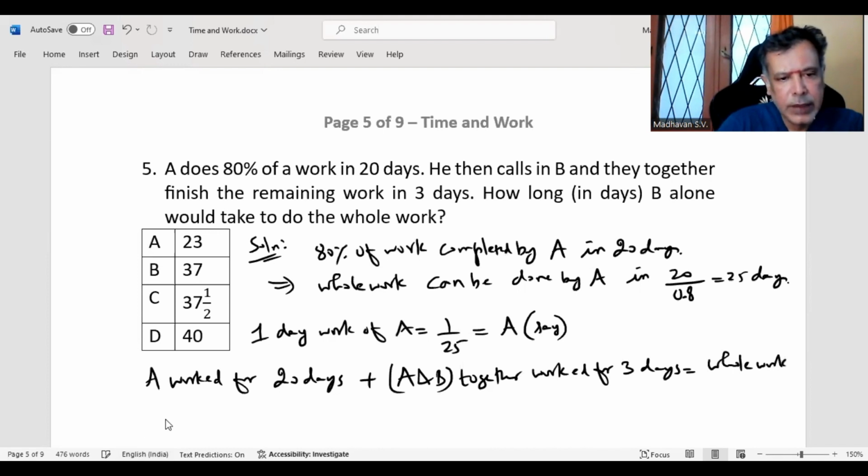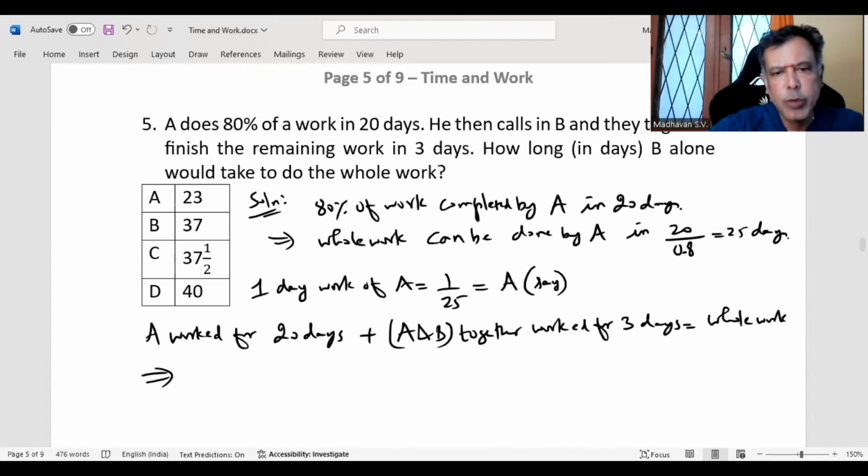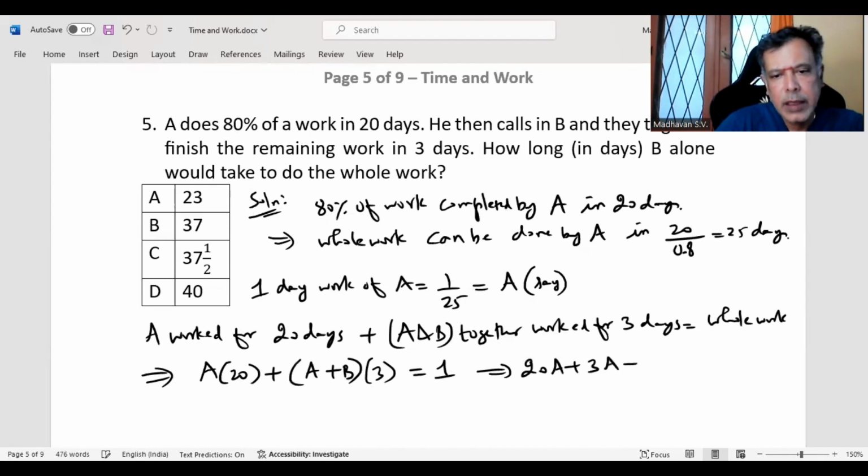So that can be written as A worked for 20 days, which means 1 day work of A, we are assuming it as A. So A into 20 plus A plus B worked for 3 days. So we'll multiply by 3. That will be the whole work. Whole work we are considering it as 1, which means that 20A plus 3A plus 3B equal to 1. That means 23A plus 3B equal to 1.